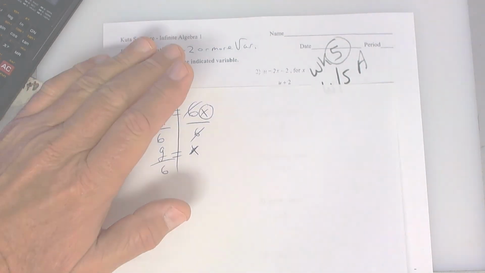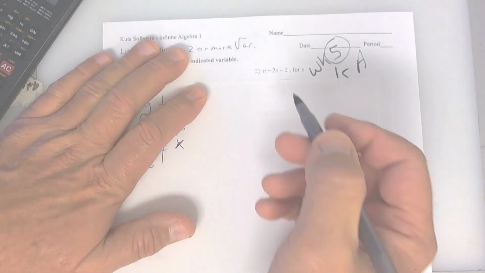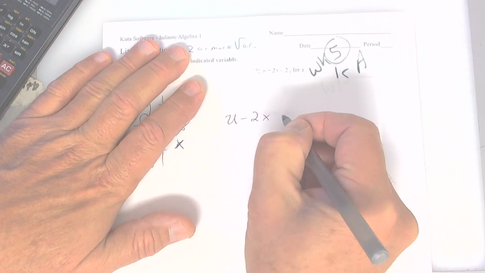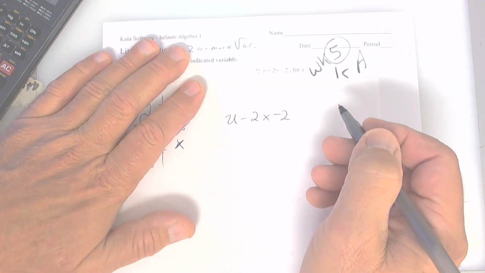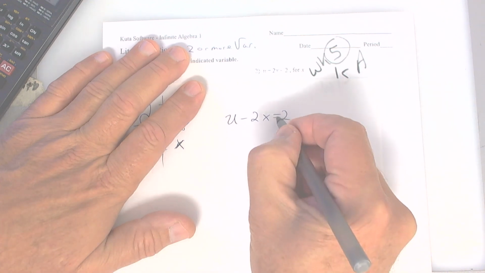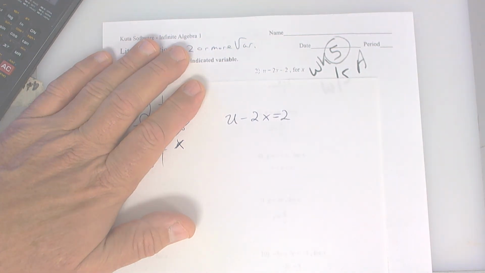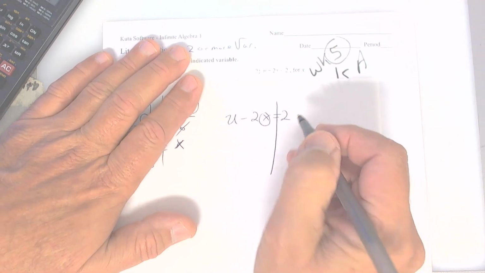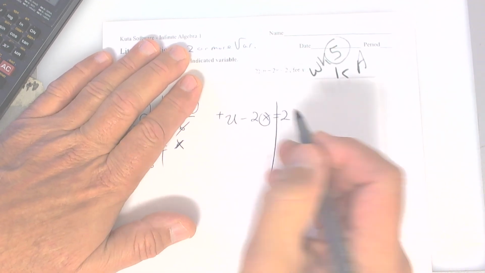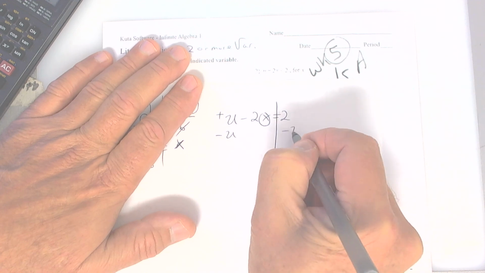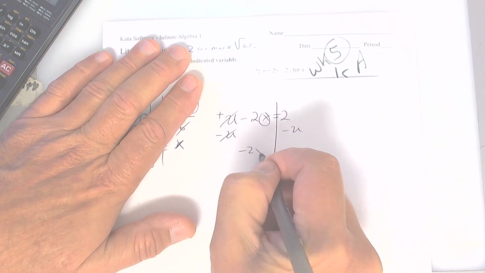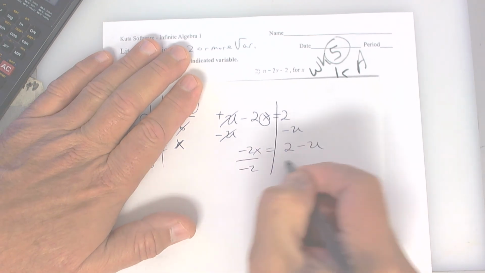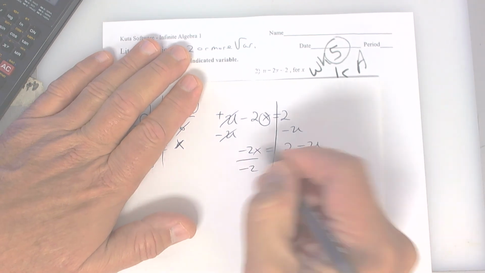Let's try a harder one. Let's try number 2. Now you're going to get your worksheet in a minute. So u plus 2x equals 2. Anyway, you're trying to solve for x. So draw a line, circle the x. The sign in front of the u is a plus, so you want to do a minus u. So you get negative 2x equals 2 minus u. Then you want to divide by negative 2. Each of these by negative 2.